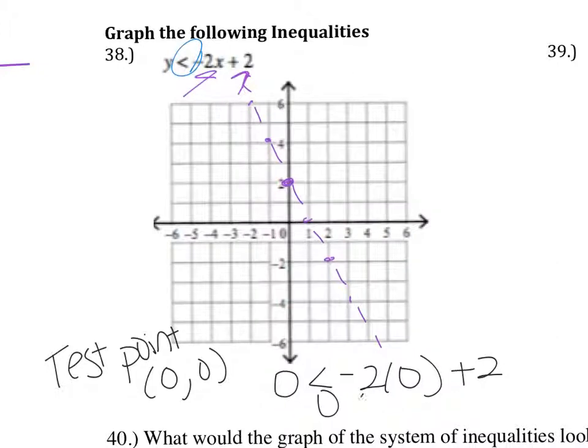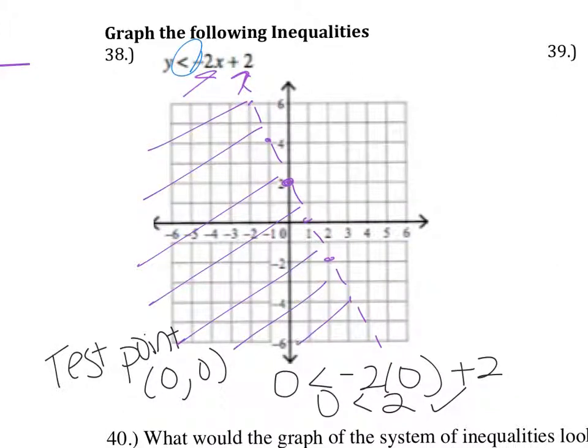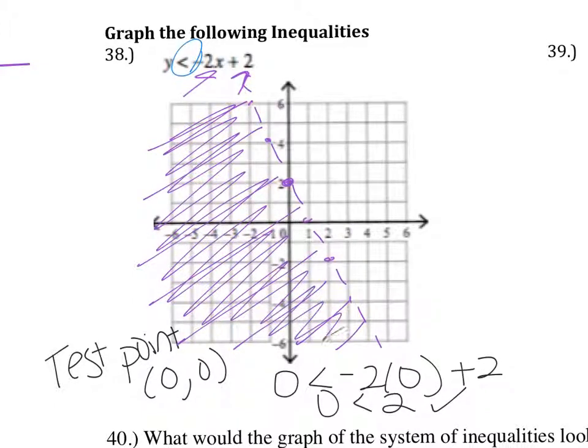So 0 is less than 2. Since that is true, we are going to shade where that point is located compared to the line. So because the point is located beneath, like below and to the left of that inequality, we are going to shade in that area. So anything in here, we could plug in any x and y value back into the original equation and it would work out.